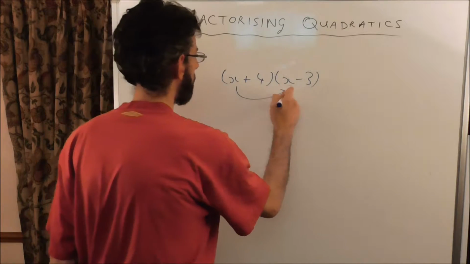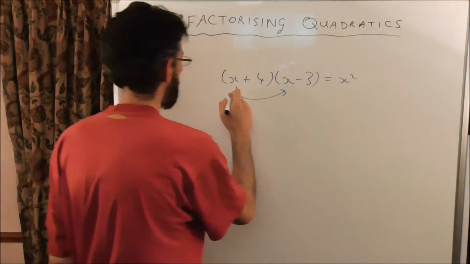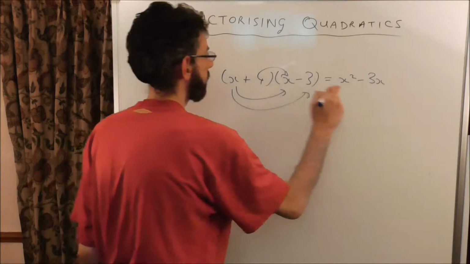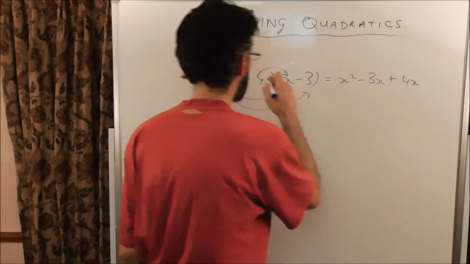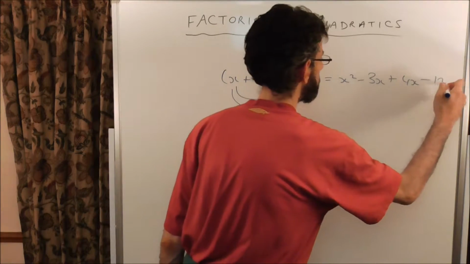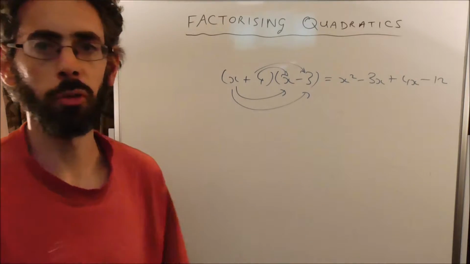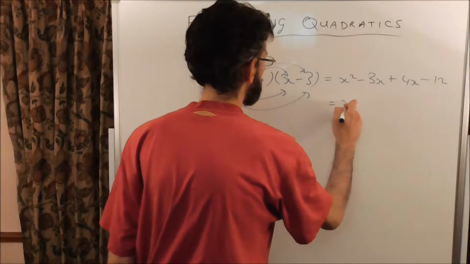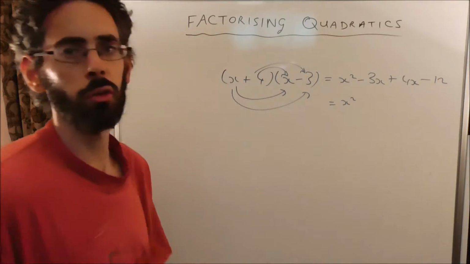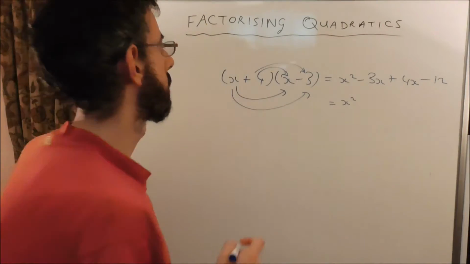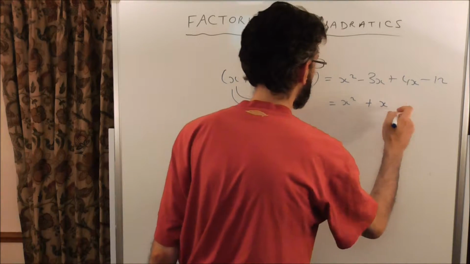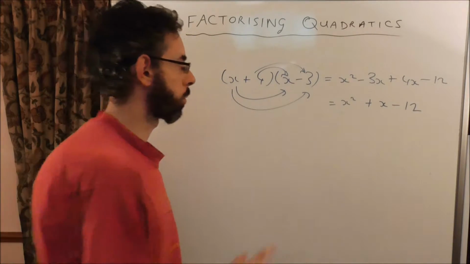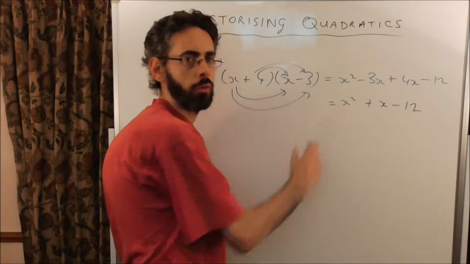We have x times x, x squared, x times minus 3, minus 3x, 4 times x is 4x, and 4 times minus 3 is minus 12. That can be simplified a bit. We've got x squared, and minus 3x plus 4x is 1x overall, so plus x, and then minus 12. So we end up with a quadratic expression, an expression with x squared.